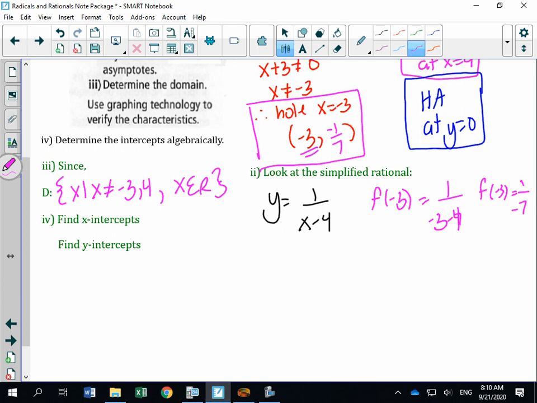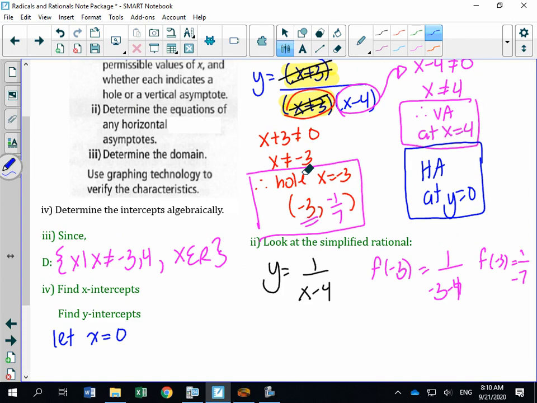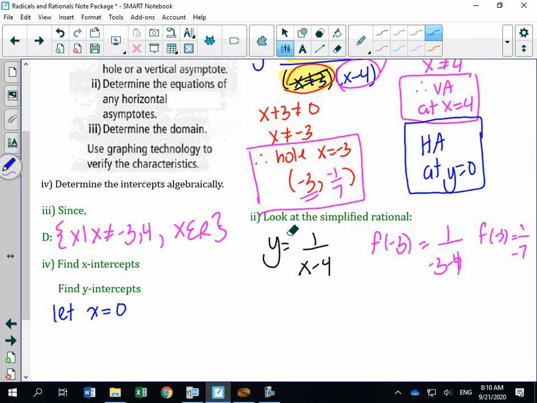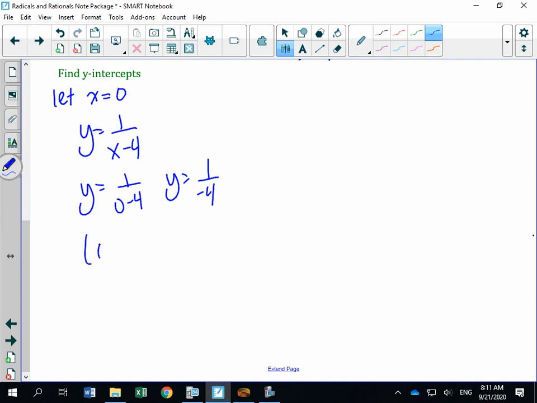Okay, let's find the x and y-intercepts. For the y-intercept, you let x equal 0. I can actually use the equation of my simplified rational function, y is equal to 1 over x minus 4. Let x equal 0. Y is equal to 1 over 0 minus 4, so y is equal to 1 over negative 4. So the y-intercept for this is at x is 0 and y is negative 1/4.